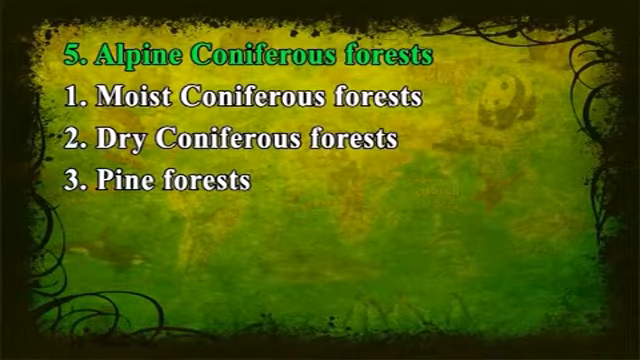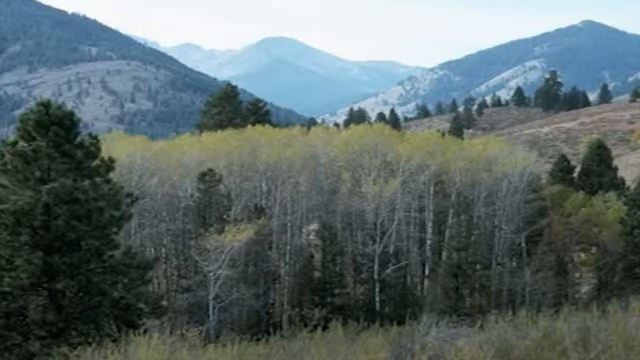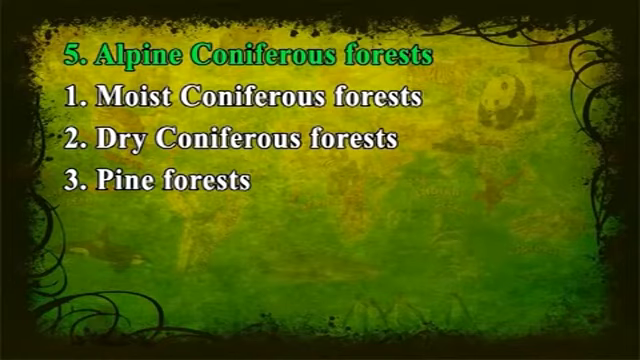Next one is dry coniferous forest. Dry coniferous forests are found about 3000 meters to 4500 meters elevation. Dwarf plants predominate here, mainly black juniper, the drooping juniper, honeysuckle and willow are the main species found in this region. Next one is pine forest.